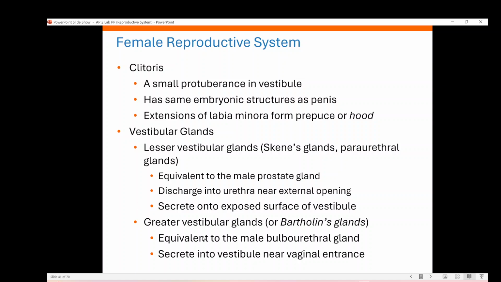Right, so the greater vestibular glands or the Bartholin glands, they're equivalent to the male bulbourethral gland, and then they're going to secrete into the vestibule right near the vaginal entrance, again, to neutralize that acidic environment of the vaginal canal, as well as provide lubrication.